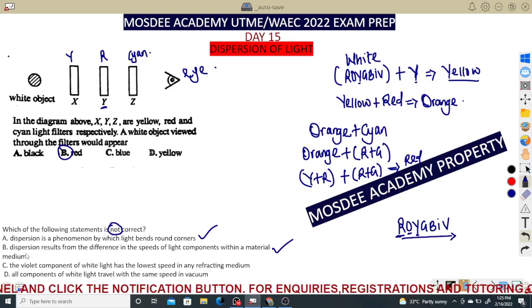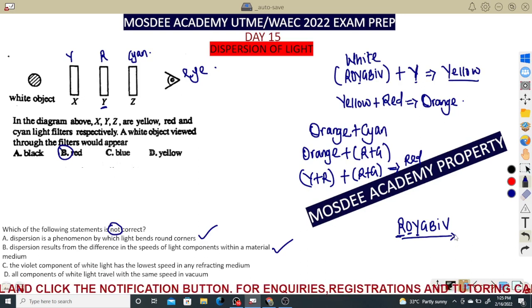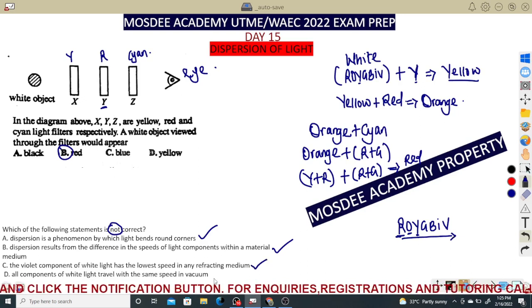green. Look at this statement. The violet component of white light has the lowest speed. When we say white light is ROYGBIV, are you communicating? Are you getting my explanation? So this is also a correct statement. So I don't need to read the last statement. That means it will be the what?